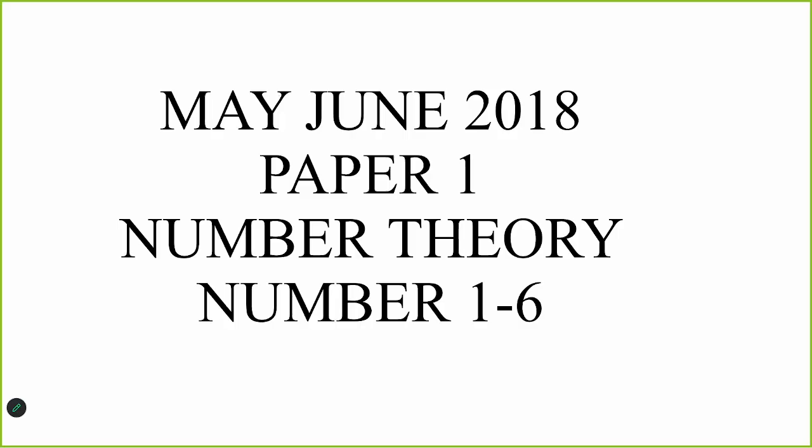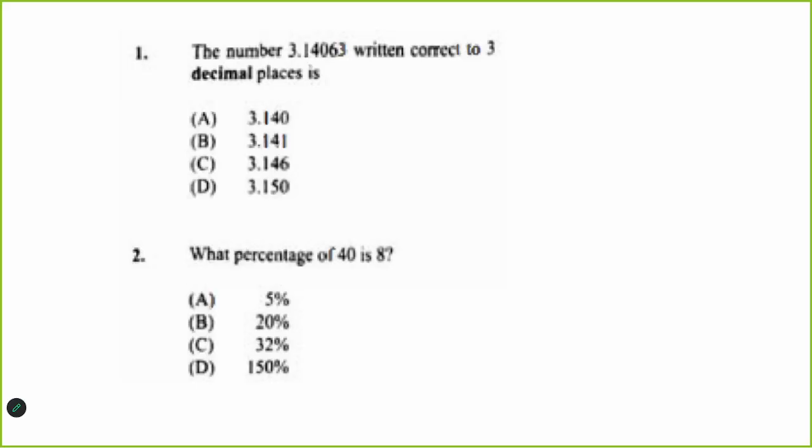Let's look at May, June 2018, paper 1, number 3, which is 1 to 6. Repeated question, to 3 decimal places, 1, 2, 3, draw a line. This would be B, 3.141. What percentage of 40 is 8? We just saw that, 8 over 40.